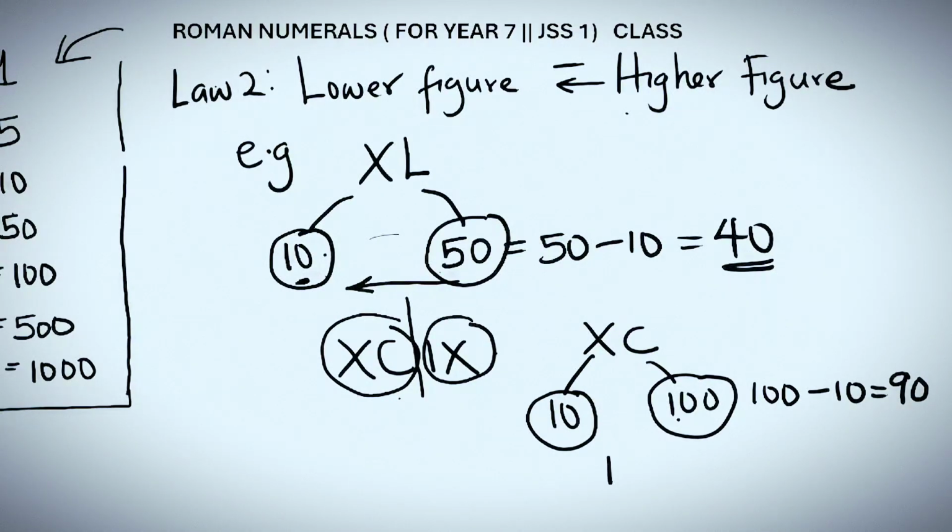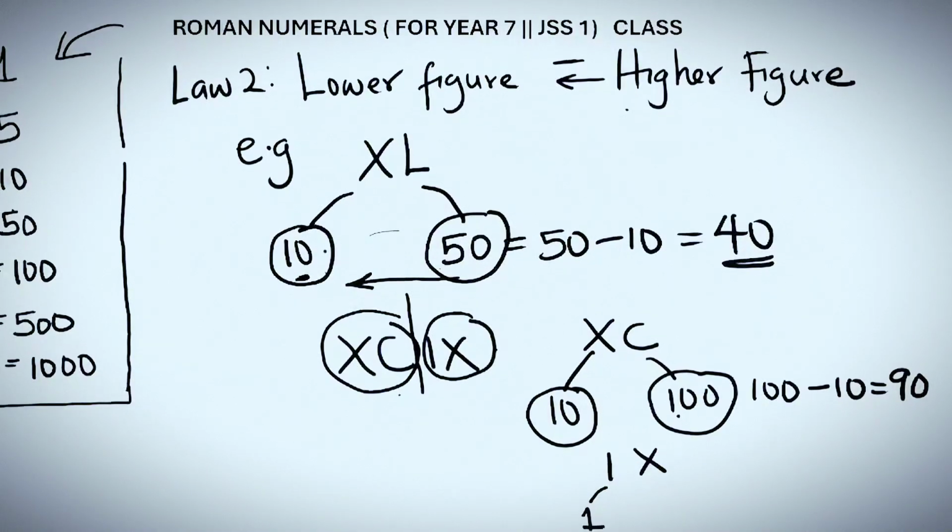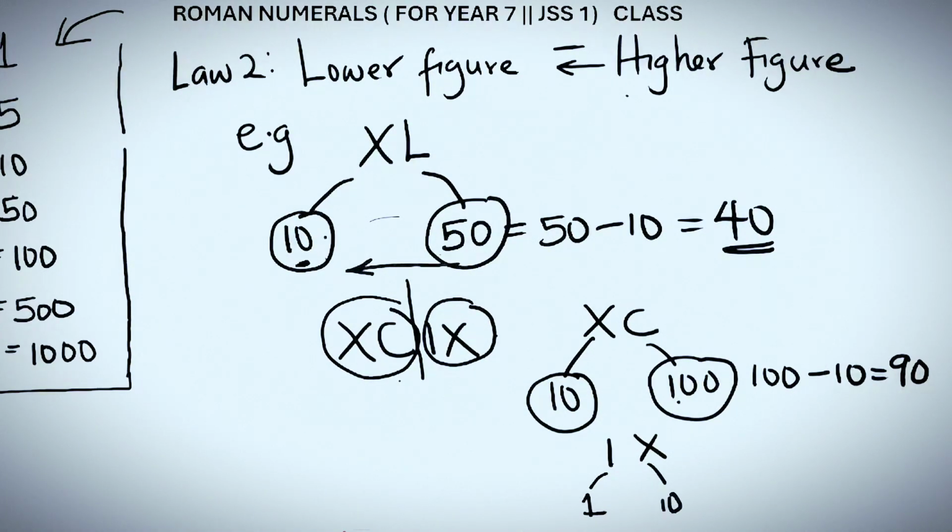However, for IX, you can see the smaller number is coming first. This is 1 and this is 10. What do we do? Subtract the lower one from the higher one, which gives us 10 minus 1, which is 9.